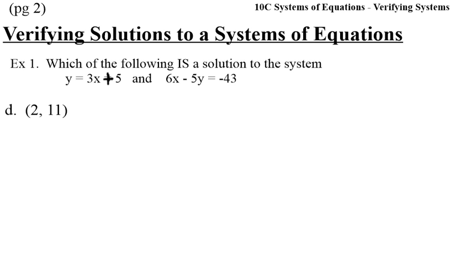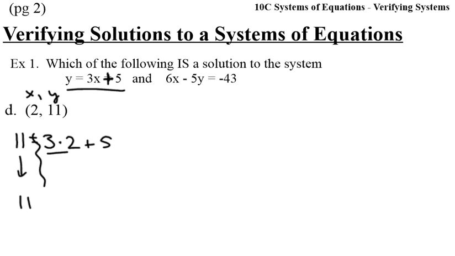So what we're looking at, again, x, y are our values. First equation, y is 11, 3 times x plus 5. We have 11 on the left side, 6 plus 5. We get 11 equal to 11. So the left side equals the right side, and that's a good thing.